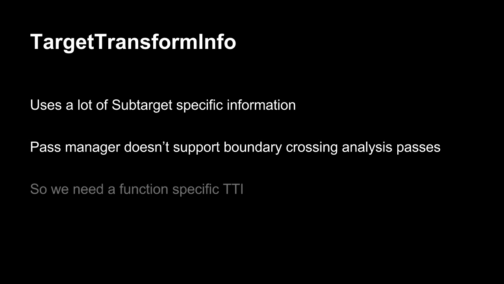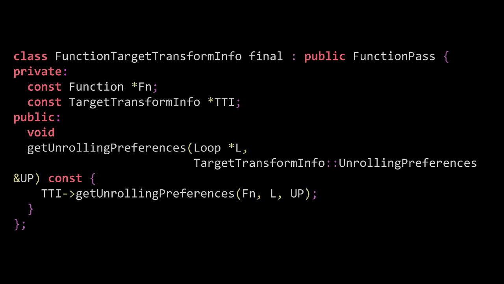So we need a function specific TTI. It's a hack. I admit it's a hack. I don't even think there's a good solution in Chandler's new pass manager to solve this problem. So what do you have to do? You have to do this. It's a shim, right? All it does, as a function pass, is take the function, store it, and pass it along to TTI.